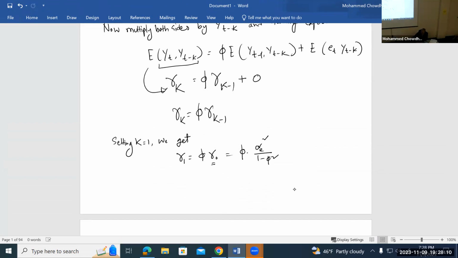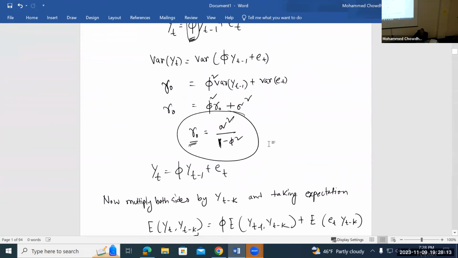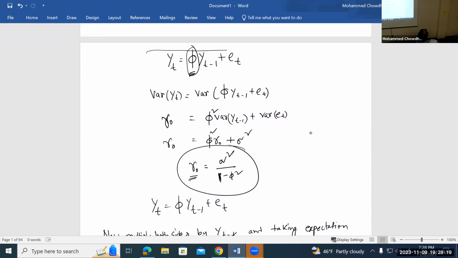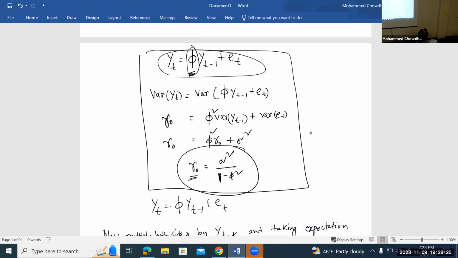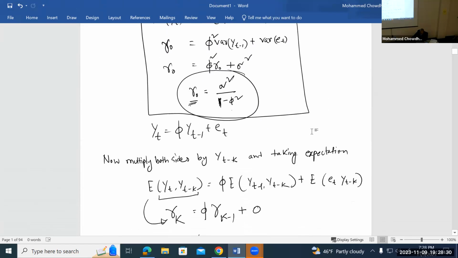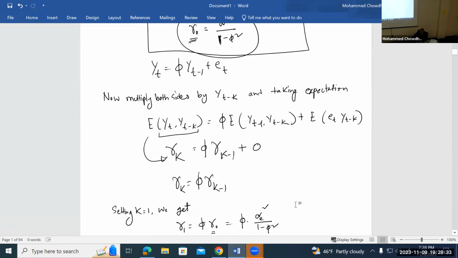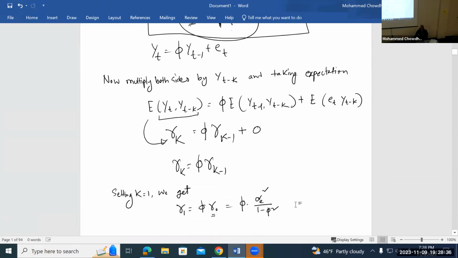So this part I obtain after taking just the variance component of my first order autoregressive model. When I take the variance of my first order autoregressive model, I ended up with gamma 0 equal to that. Then I multiply my autoregressive model by y_{t-k}, and I got this general formula for the kth covariance term.